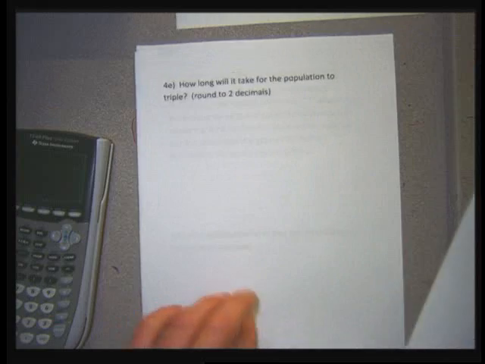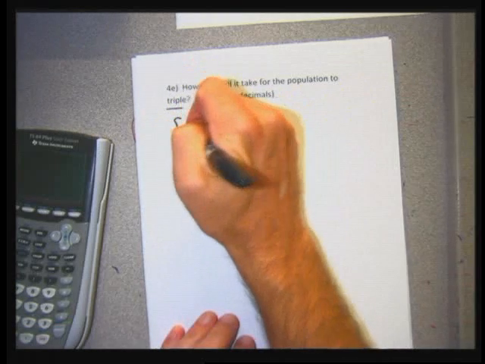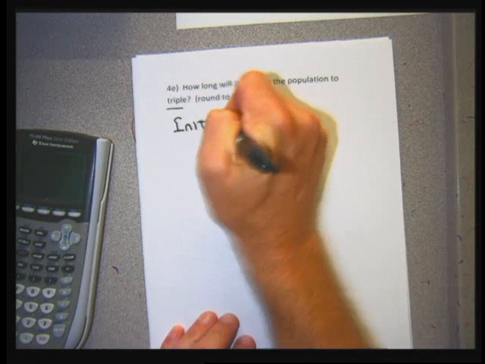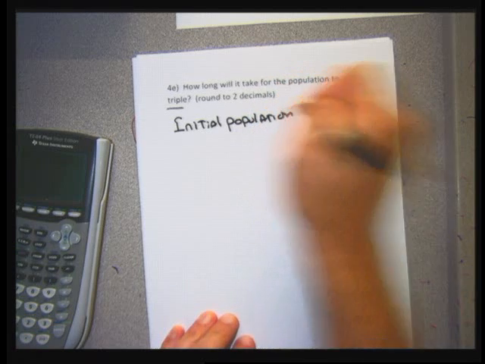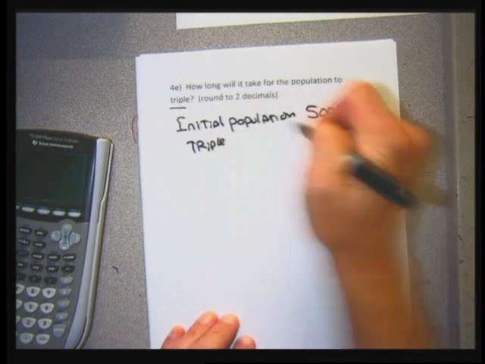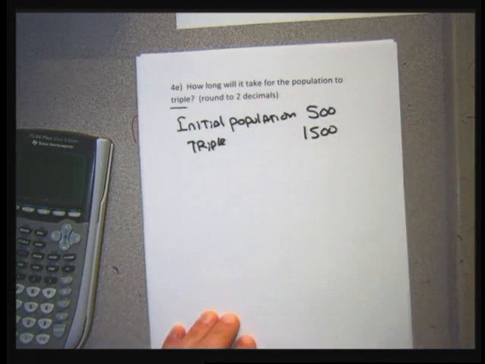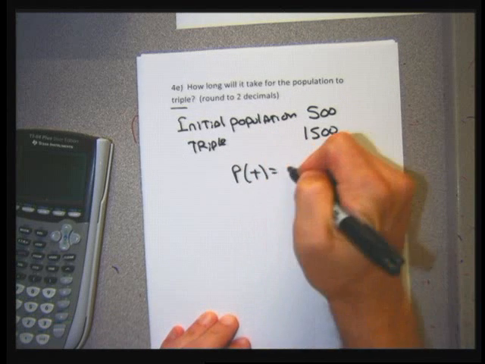4e is similar. It wants to know how long it's going to take the population to triple. Well, the initial population, or the beginning population, we did in part A. The initial population was 500. To triple, I want to find out when I'm going to get 1,500 of these bugs. I'm going to take those numbers and plug them into the formula.